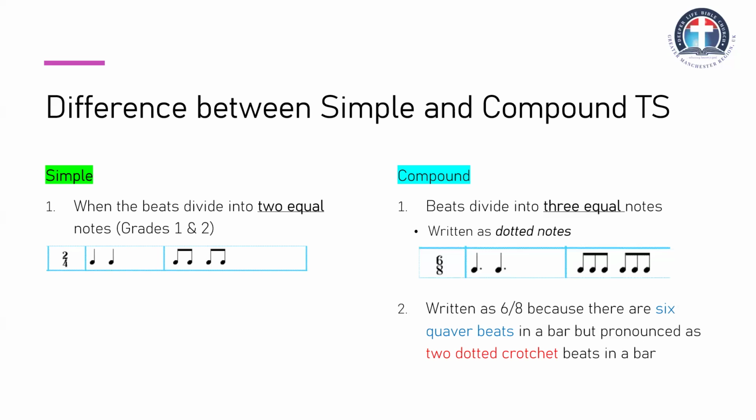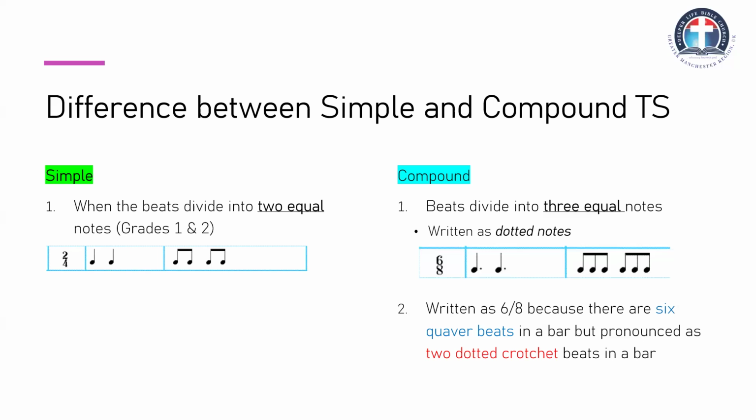All right? Yes, there are 6 quavers in a bar. If you look at it, each of those dotted crochets divides itself into 3 quavers. So you have 3 quavers, and they make up 6 quavers. So you can say 6 quaver beats in the bar.